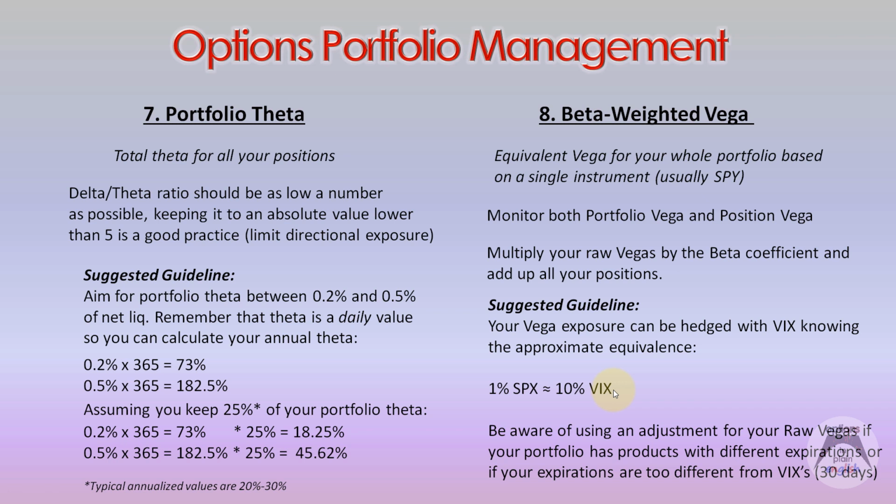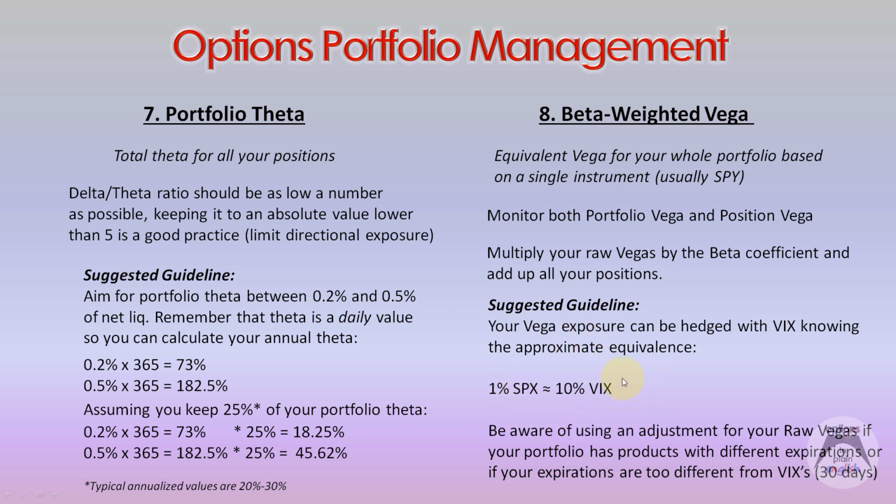You would have to sell VIX options, put on a VIX position, or use VX futures, or also some of the ETFs, which have their own set of problems or challenges, shall we say. So we should be aware of using an adjustment for your raw Vegas if your portfolio has products with different expirations, or if your expirations are too different from VIX.